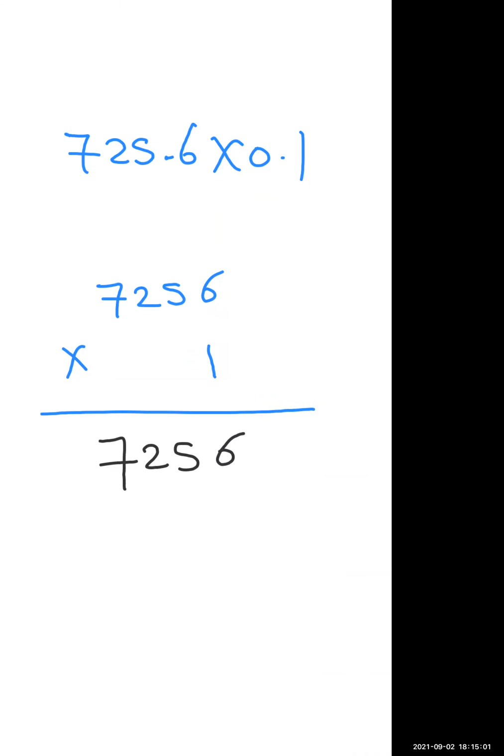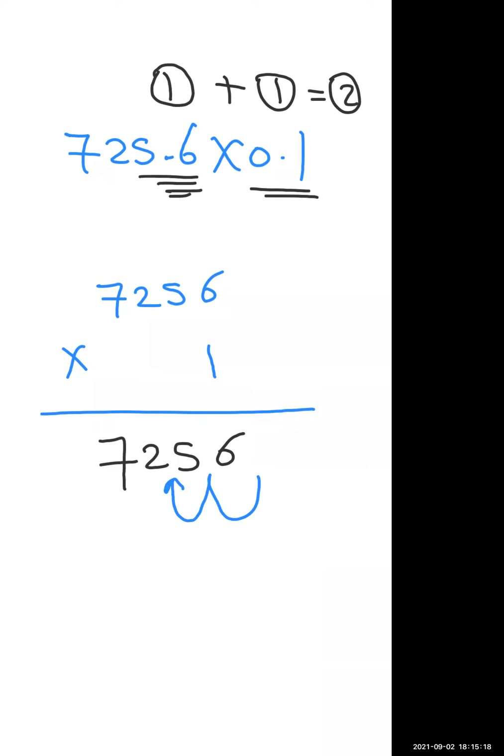How many decimal places are here? 1. And here, 1. 1 plus 1 equals 2. Now, shift the decimal point to the left 2 places. So the answer will equal 72.56.